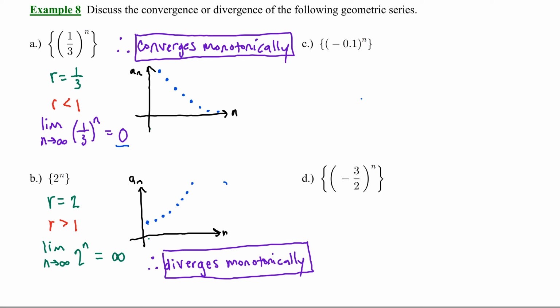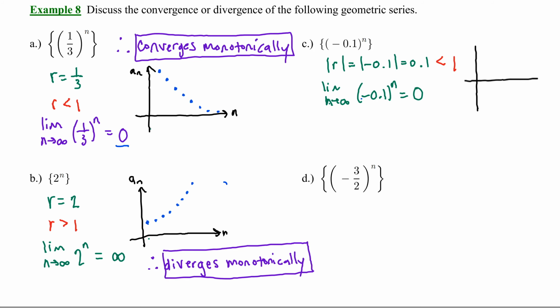The next two examples have bases that are negative. So when we do our analysis, we want to consider the absolute value of the base. So the absolute value of the base here, the absolute value of negative 0.1 is 0.1. This is still less than 1. Since the base is less than 1, then the limit as n approaches infinity of our sequence is 0. Therefore, this sequence converges. However, it converges in an interesting and different way than the two examples that we've seen previously.